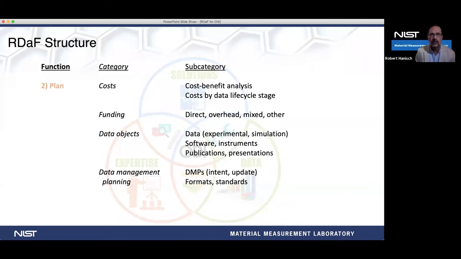Within planning, there's figuring out costs, funding, data objects, what kind of data are being produced. And here we include not only data from experiment and simulation, but also software, instrumentation, and data management planning. DMPs are a really important part of this landscape because they capture the intention of data taking. And of course, what kinds of data formats are being produced? What standards are being followed?